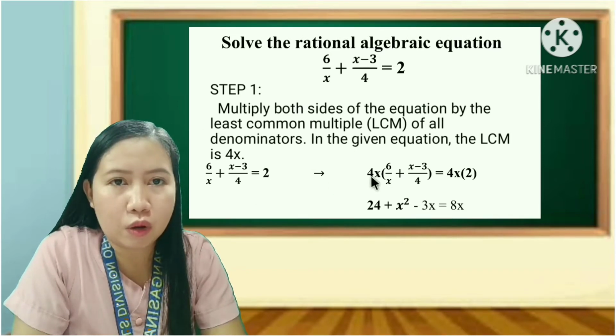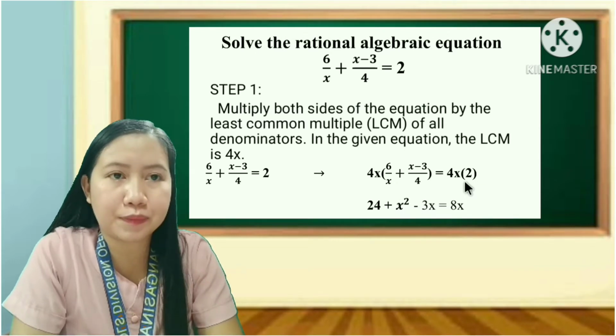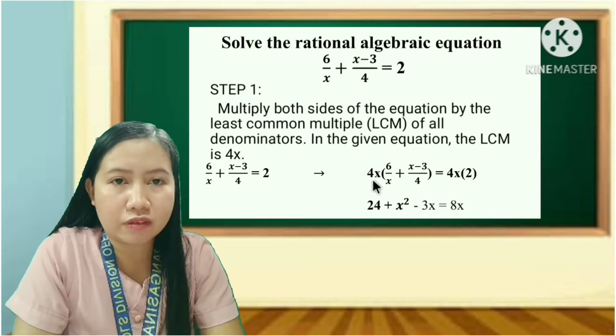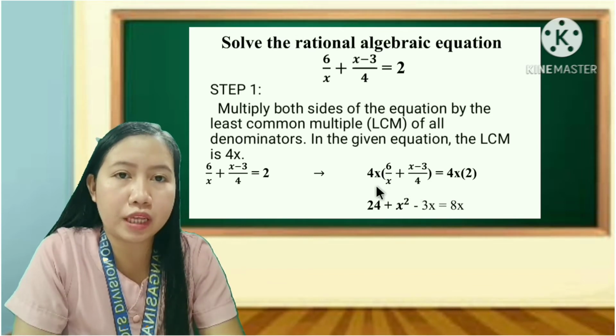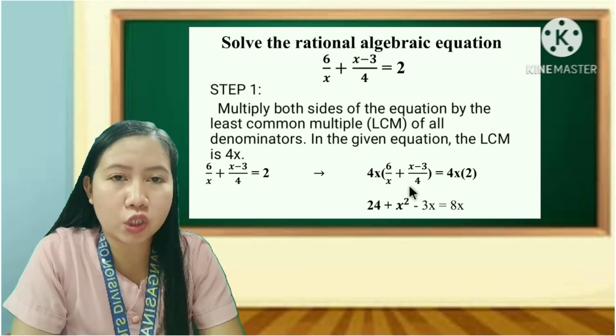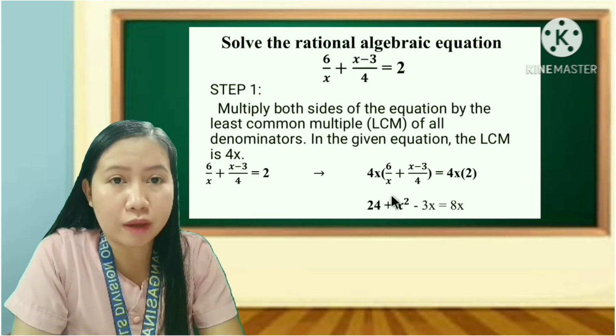So we are now going to multiply that LCM, which is 4x, to our equation. So we have 4x on the left side. We have also 4x on the right side. So let's start. For this one, we're going to use the distributive property to simplify this equation. So we have 4x multiplied to 6, that is 24x, divided by x, cancel all the x, we will get now the 24.